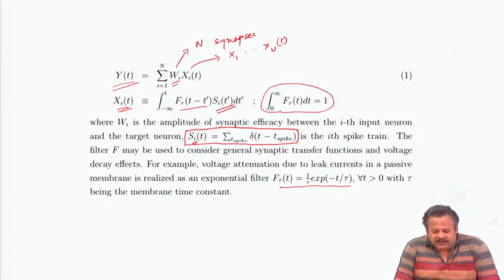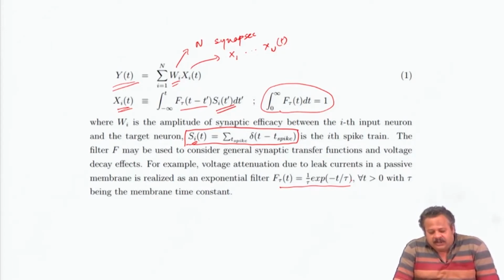So the real question is, this is what we have so far: a standard representation of a neuron's output based on input spike trains, which are converted into postsynaptic potentials and weighted by the synaptic strength.